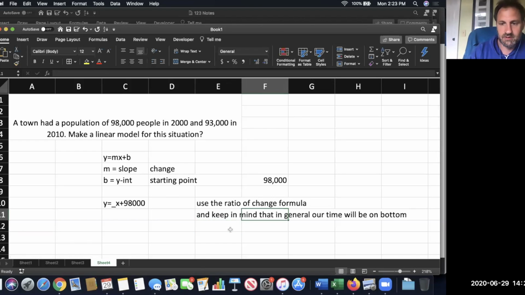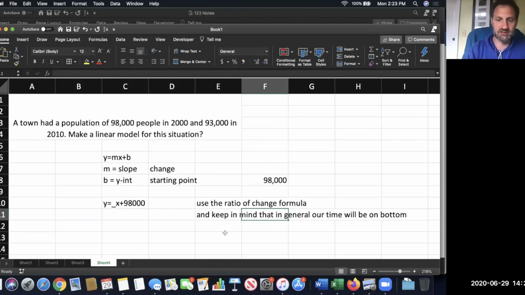So I want to use the ratio of change, and in words, basically, I want to know the absolute change in both of these situations in terms of people and in terms of time, and I want to make a ratio out of those two numbers.